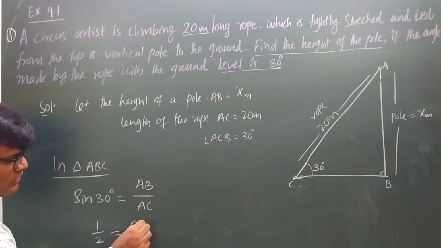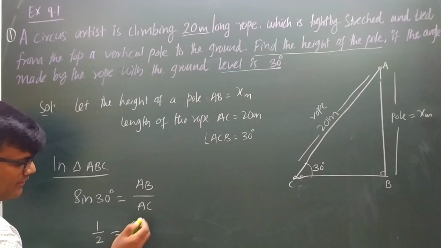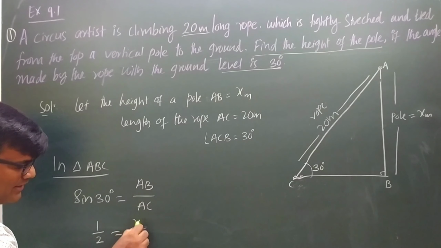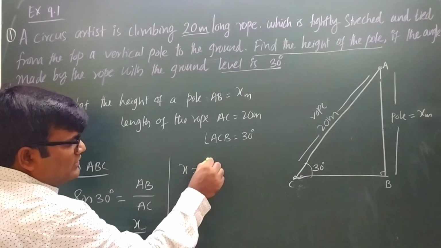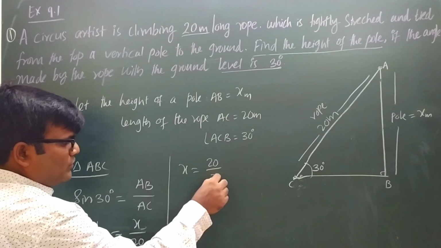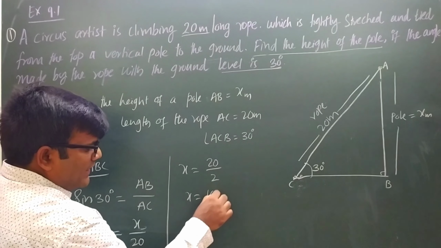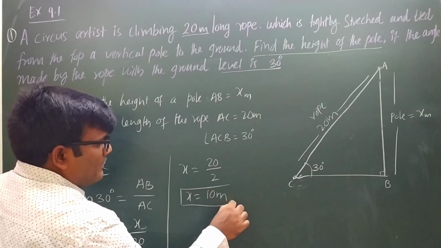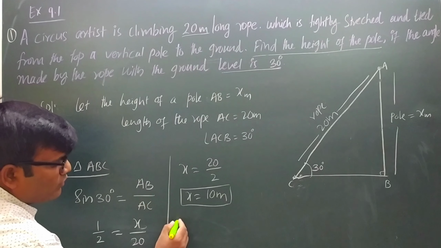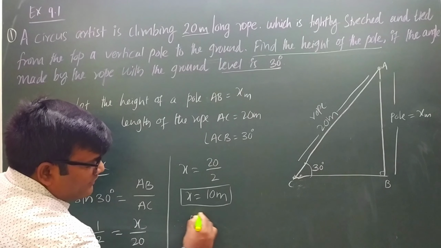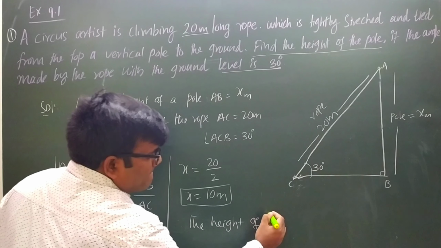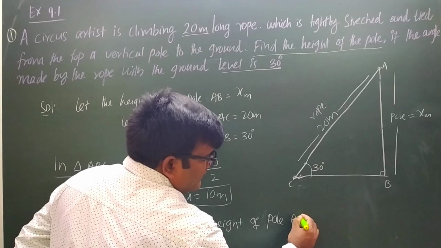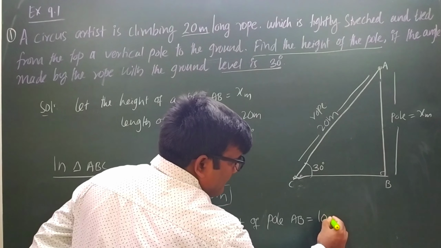So 1 by 2 is equal to AB by AC, where AB is x and AC is equal to 20 meters. Now 20 transposes to the left side, and you will get x equals 20 by 2. That is x equals 10. So x is the height of the pole. Therefore, the height of the pole AB is equal to 10 meters.